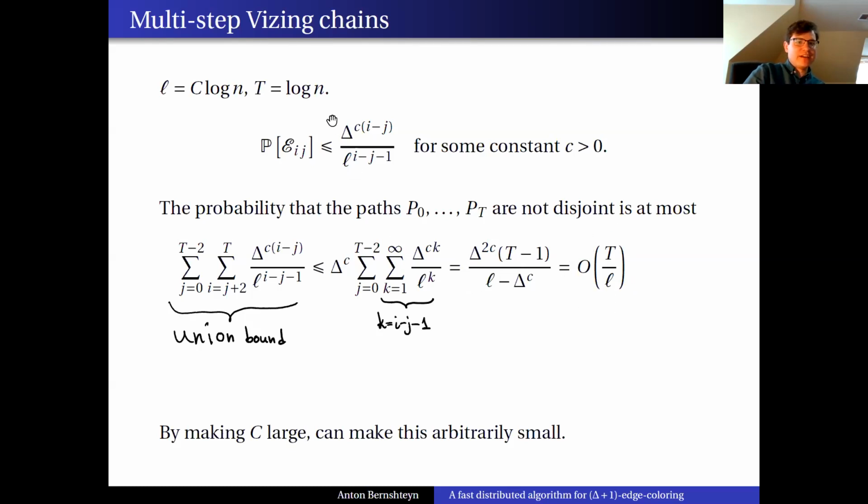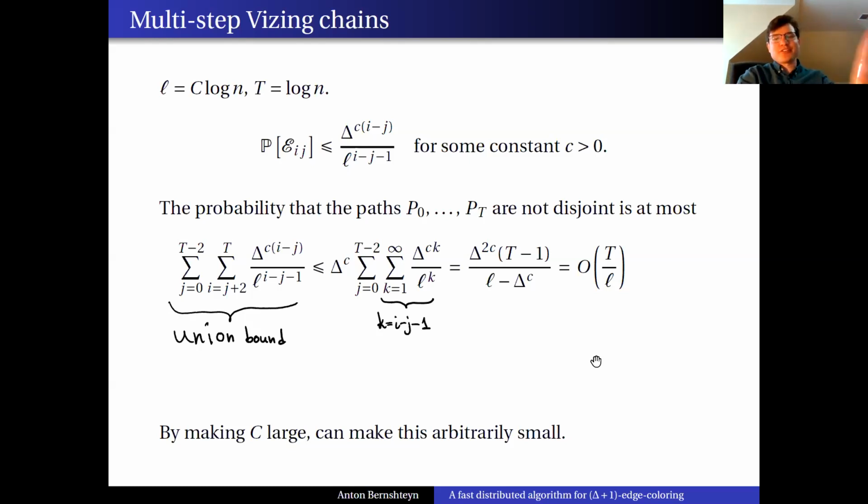Now remember, T was logarithmic. We needed T to be like log n, but we made L even bigger. We made it like a large constant times log n. So this fraction is 1 over some large constant, as we make the constant as large as we want. So we make this arbitrarily small, less than 1 over 100. And this is what we wanted. We wanted to somehow bound the probability that the paths intersect. So the probability is 1% that they intersect, and in the rest of the situations, the previous calculation works.